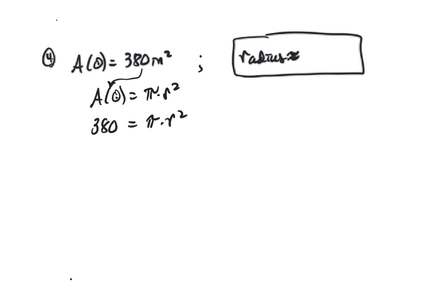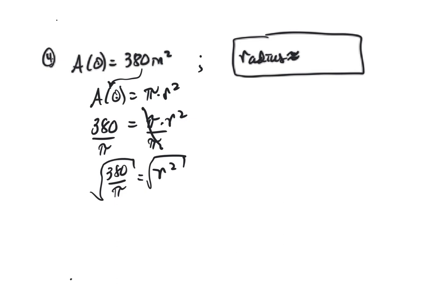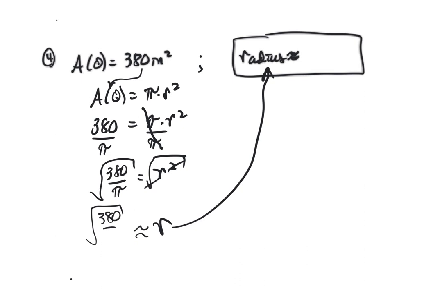Well, to get rid of times, we divide. So we're going to divide both sides by pi, because what that allows us to do is cancel the pi's top and bottom. So we'd have r squared is equal to 380 divided by pi. And then to get rid of the power of 2, we do the inverse. And the inverse of squaring is taking a square root. So the square root and the square cancel, leaving us with just r, which is what we're looking for. And then on the other side is the square root of 380 divided by pi.